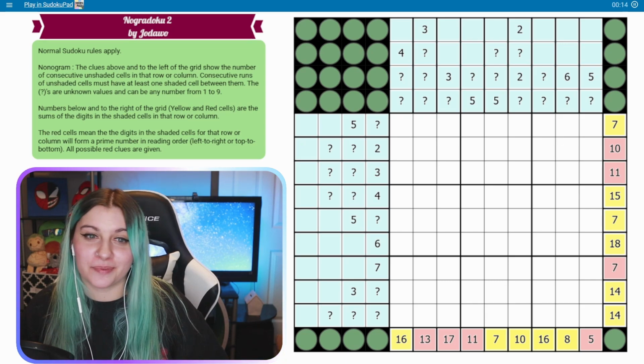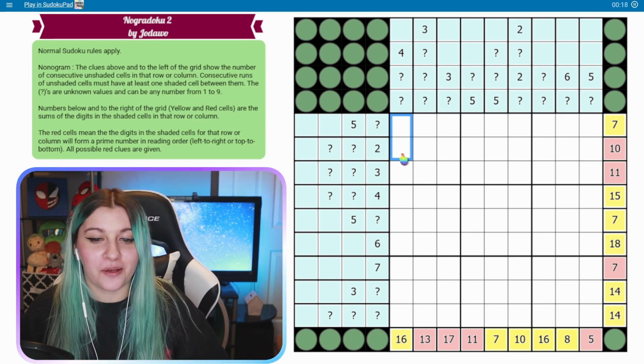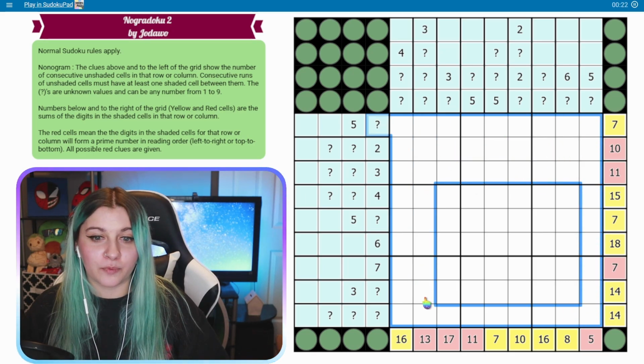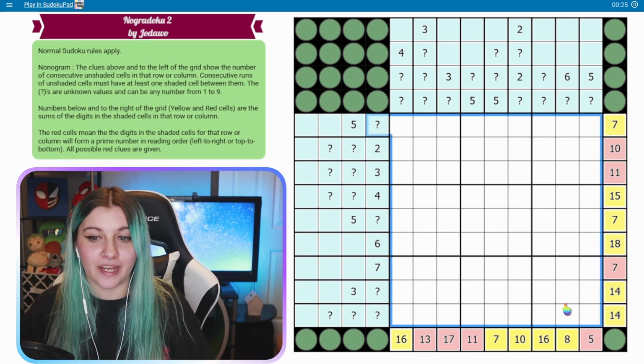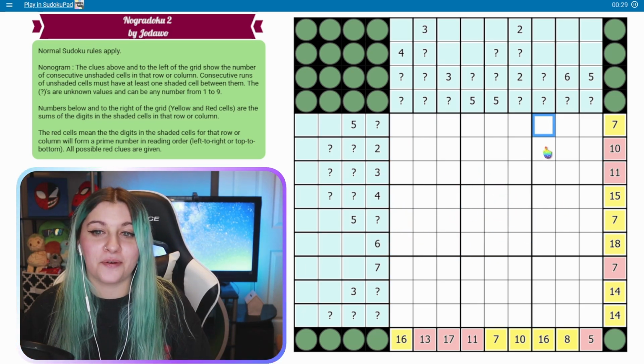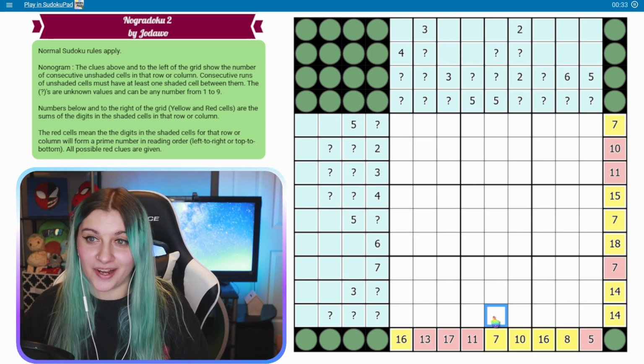Normal Sudoku rules apply. So we also have nonogram rules. So this is going to be the 9 by 9 grid here. And we're going to have to place the numbers 1 through 9 once each in every one of these 3 by 3 boxes, once each in every row, and once each in every column.